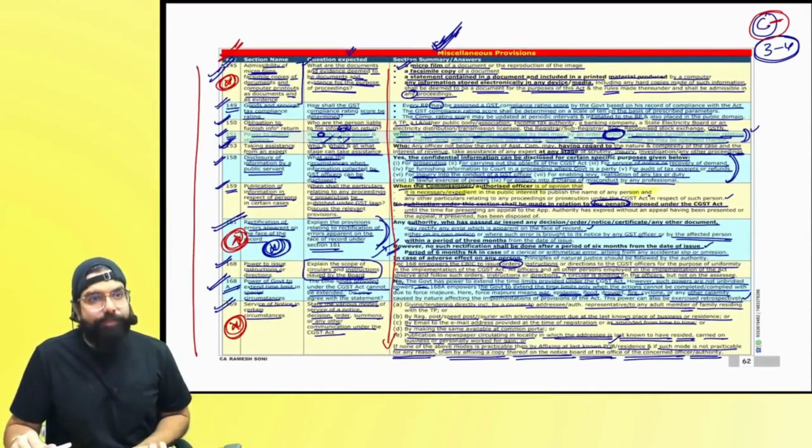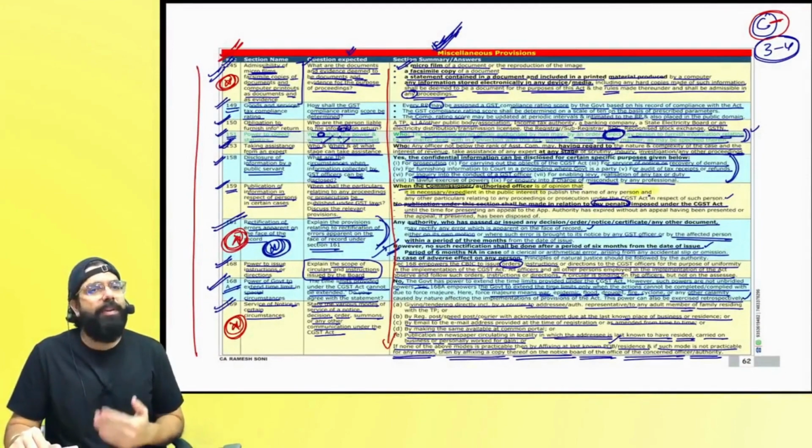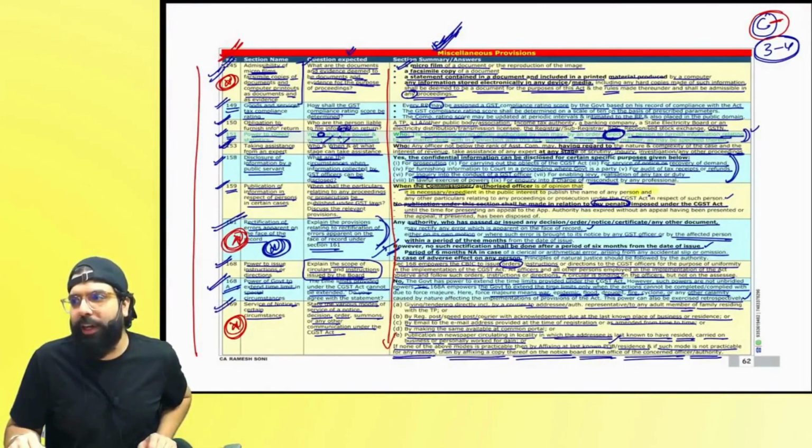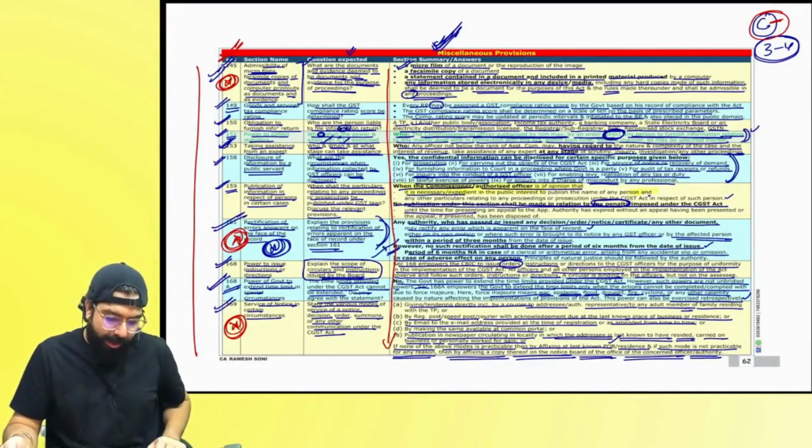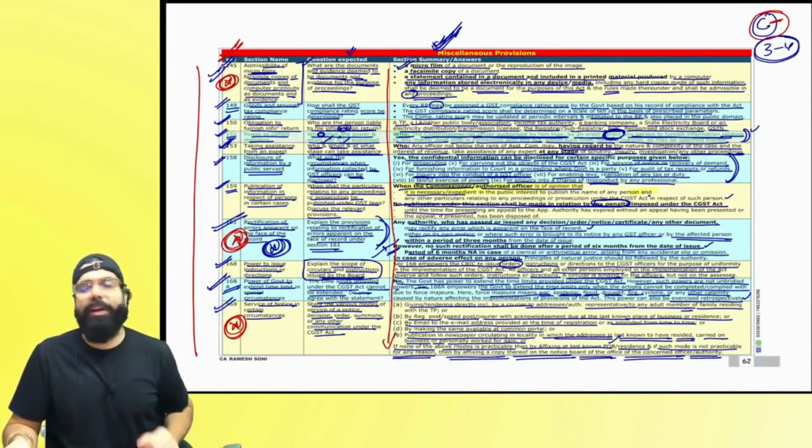Right, everyone? Other than this, the next chart, on the National Anti-Profiteering Authority and anti-profiteering, is also very important for your exam. Right, everyone? I will close my discussion on miscellaneous provisions over here.